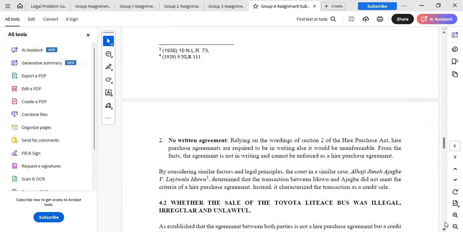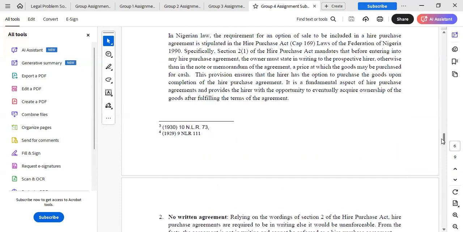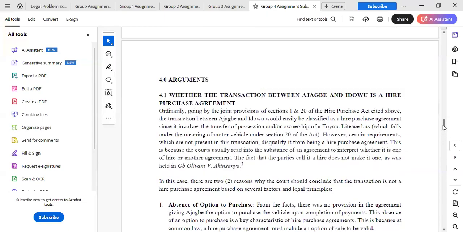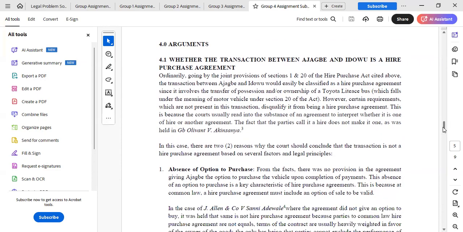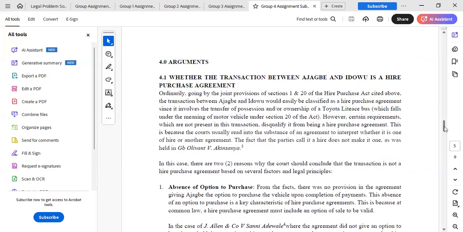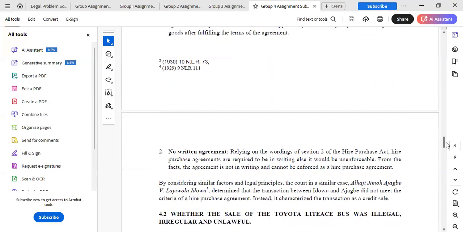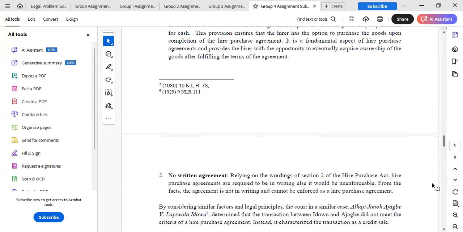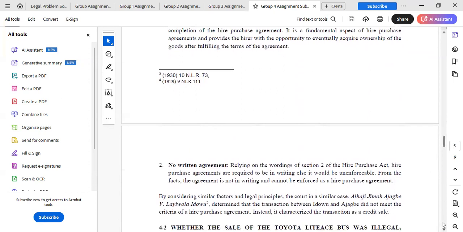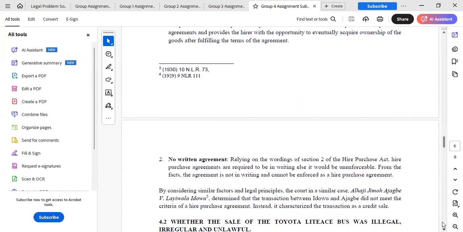So the structure on its own, and then you're going to know written agreement. And he went ahead to say, by considering the similar factors and legal principles determined, the transaction between the two parties did not meet the criteria of hire purchase. Notice how they went back to the issue, whether or not the transaction is a hire purchase agreement. So after all the arguments, after the presentation of the law and the arguments in terms of application, you see that by considering similar factors and the legal principles and all they've argued here, they can now conclude the way they did.